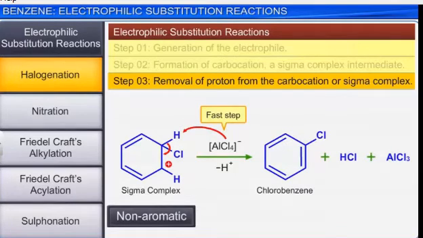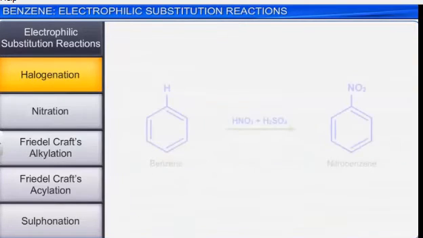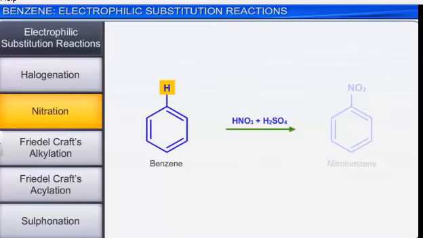Now let us look at nitration. When a hydrogen atom in the benzene ring is replaced by a nitro group, it is known as nitration. Nitration is carried out by heating benzene at about 330 Kelvin with the nitrating mixture consisting of concentrated nitric acid and concentrated sulfuric acid.